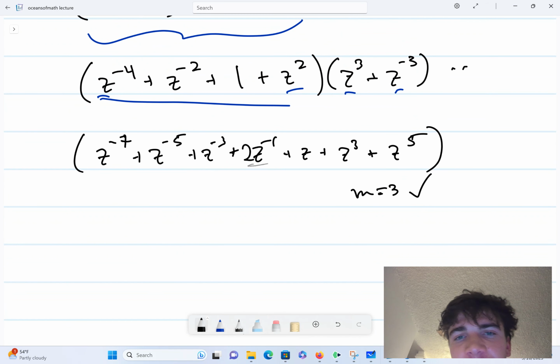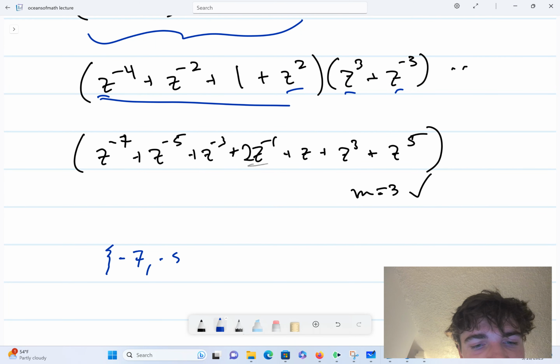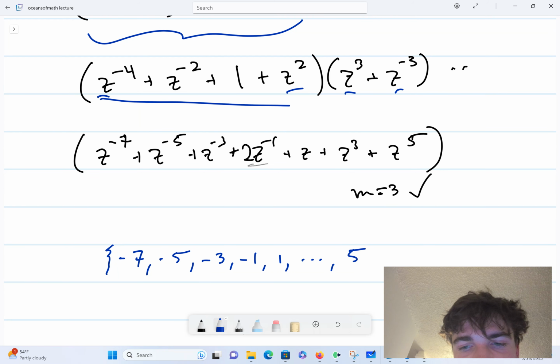And now instead of doing this brute force by hand for m all the way to 10, we can try to recognize a pattern. We only care which exponents survive, so you might as well just keep track of the exponents. In this case, the exponents for m equals 3 are negative 7, negative 5, negative 3, negative 1, 1, all the way to 5.